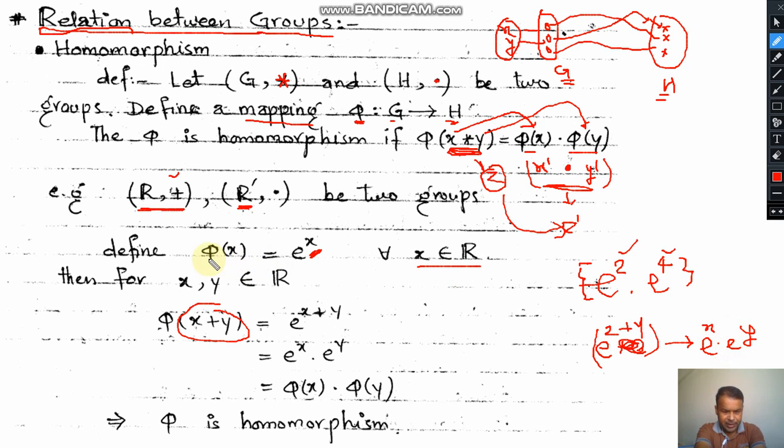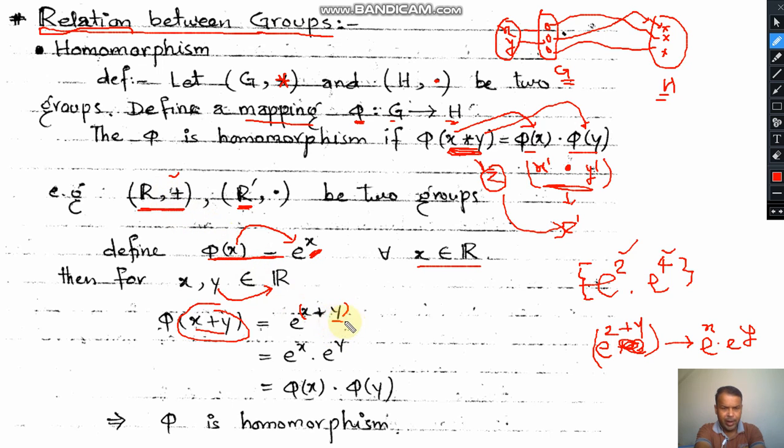Because this is the relation phi, in which the mapping of element x can be expressed by e raised to the power x. Similarly, the mapping of another element y can be expressed with e raised to the power y. So the mapping of their product must be represented as the exponential of their addition. This is as per the definition of homomorphism.